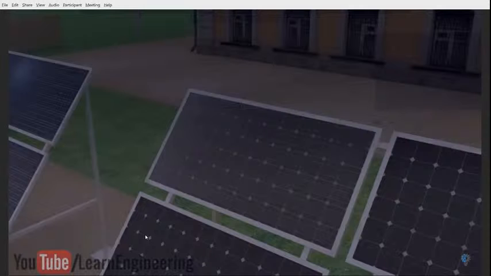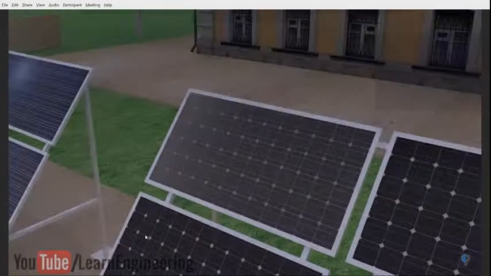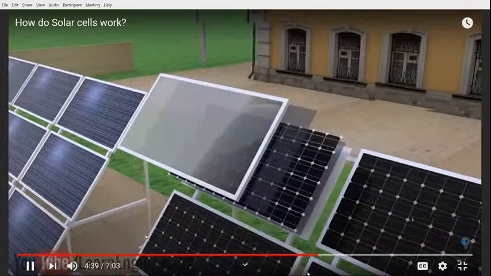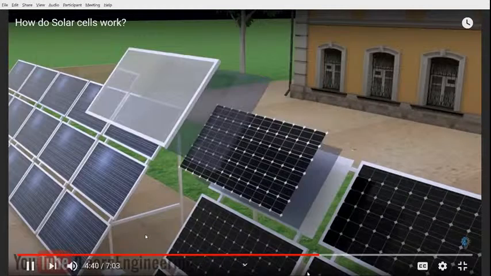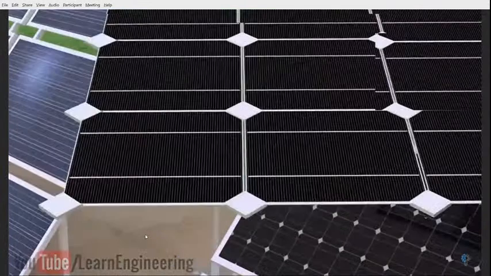Now, let's analyze the structure of a solar panel. You can see the solar panel has different layers. One of them is a layer of cells. You will be amazed to see how these PV cells are connected.